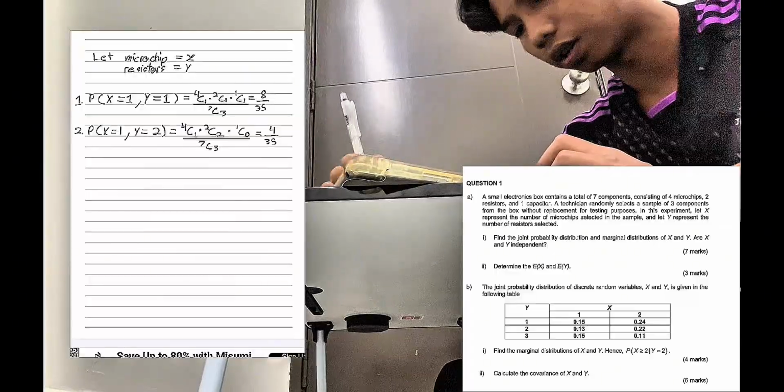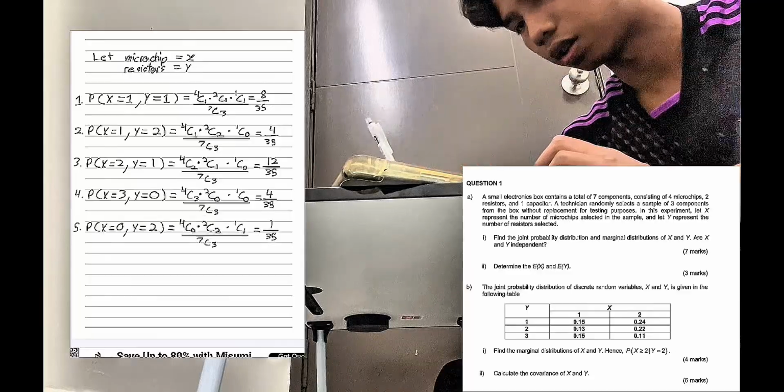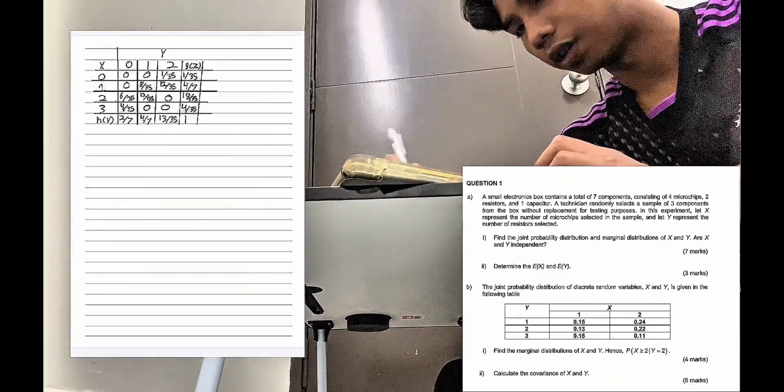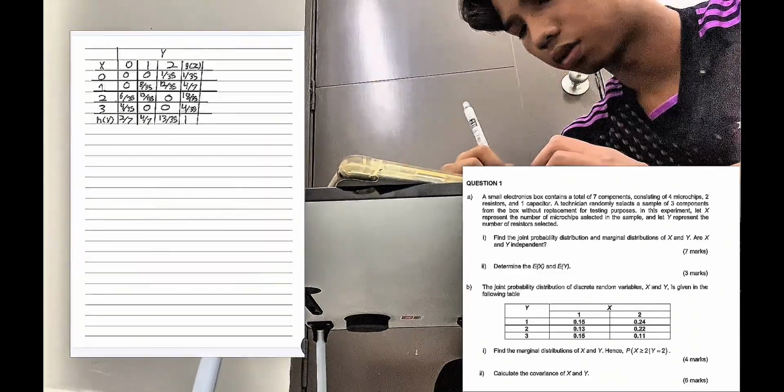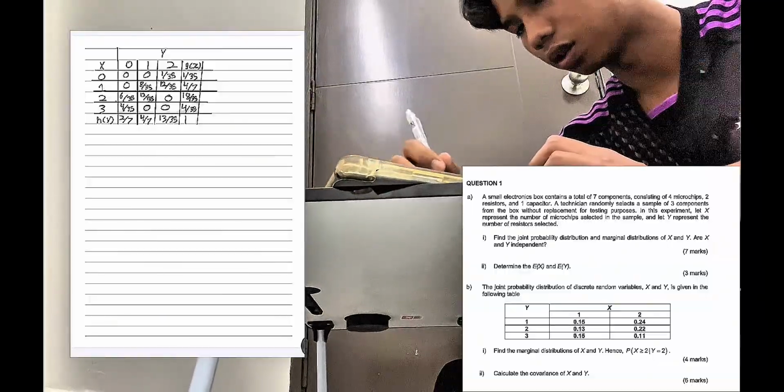For the joint probability distribution, I use combinations to find each joint probability. This is all the joint probabilities that I can find. Okay, these values form the joint distribution table.